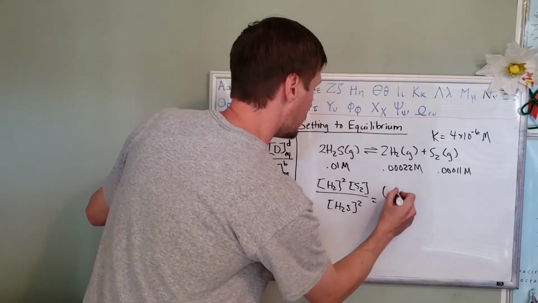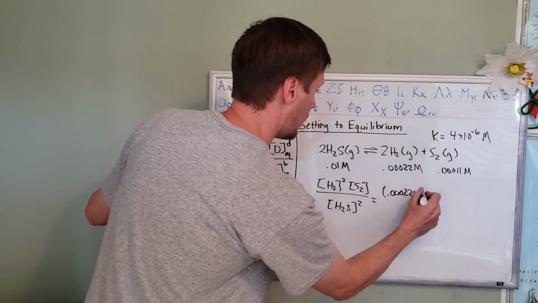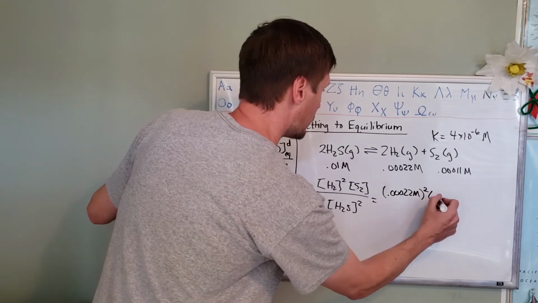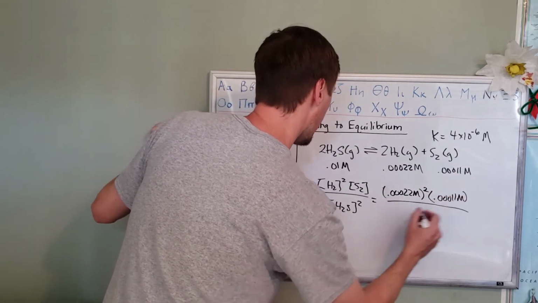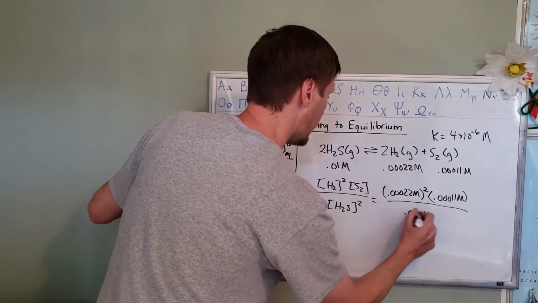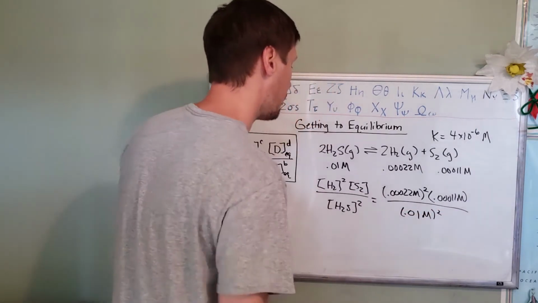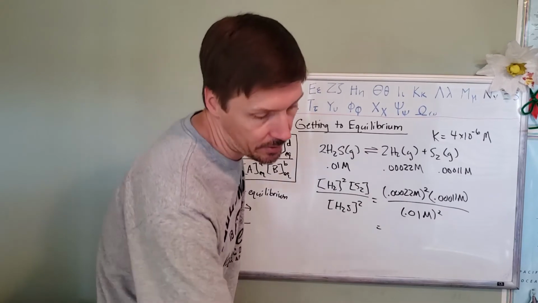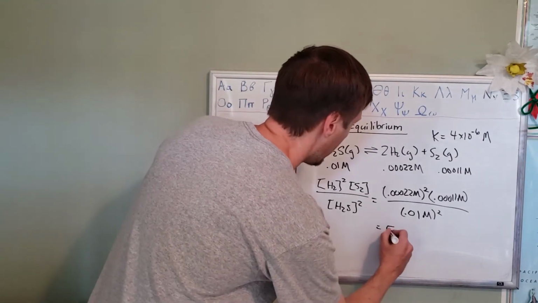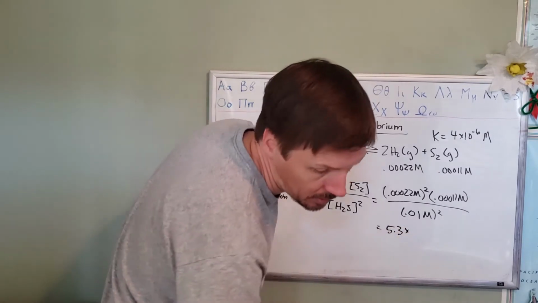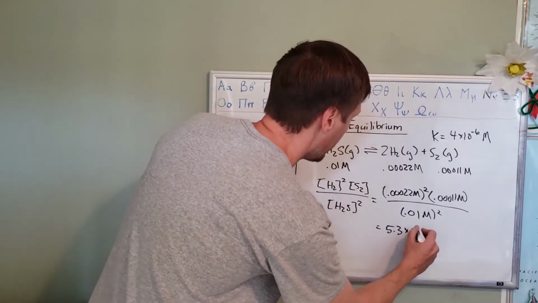All right, 0.00022 molarity squared times 0.00011 molarity, all of that divided by 0.01 molarity squared. All right, and so we punch that in our calculator, and it says that we get a value of 5.3 times 10 to the negative 8.